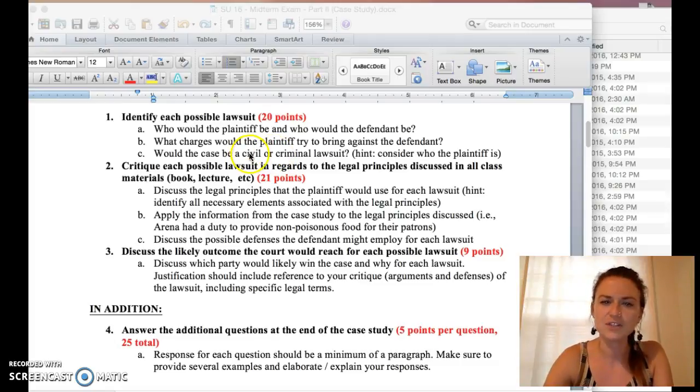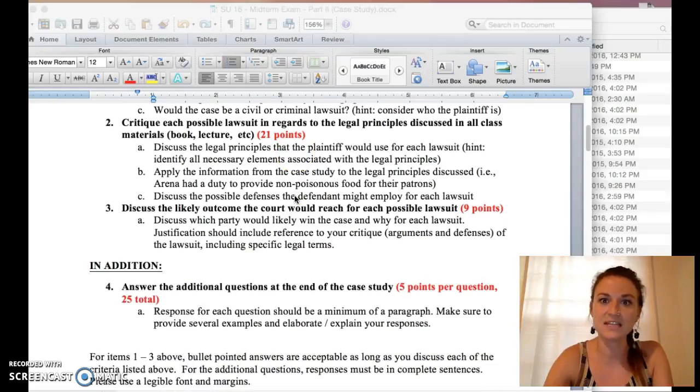And so if you're choosing civil or criminal, really think about who's the plaintiff that you just identified. If it's the victim, then it's a civil lawsuit. However, if it's a state or federal prosecutor, then it's a criminal lawsuit. The intentional tort claims such as assault and battery can be filed in either civil or criminal. So for that, you could do one or the other. Up to you.